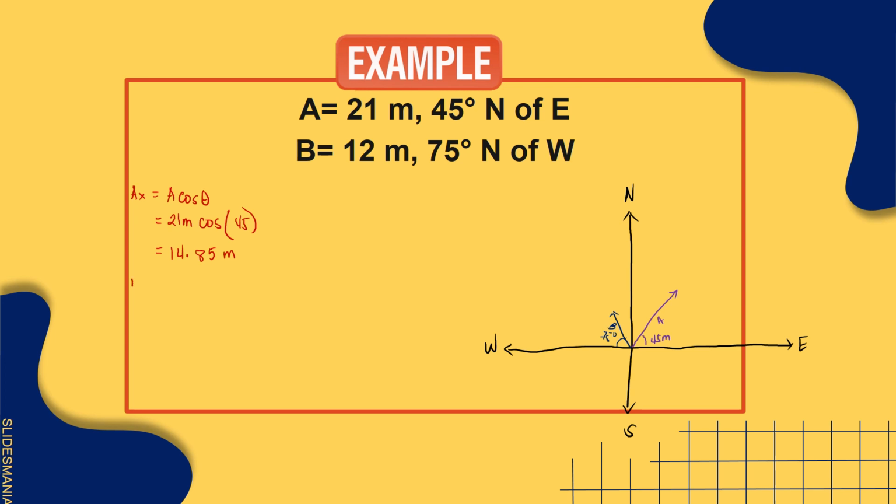For the Ay, we have A sine theta. It's 21 meters sine 45. This is also 14.85 meters. This should be in degrees.